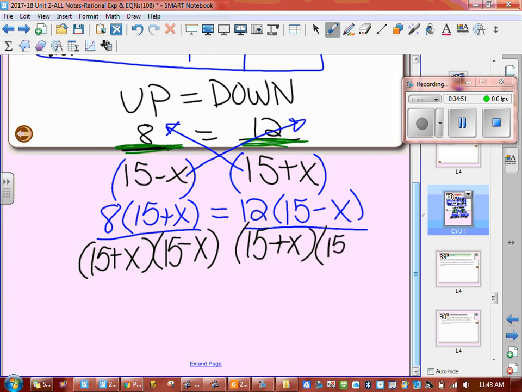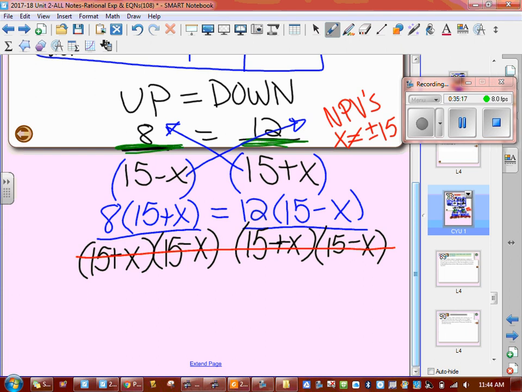Now we need our non-permissible value. What is x not able to be? Right, plus and minus 15. So x doesn't equal plus or minus 15. Now our bottoms are gone. All we need to do now is multiply in our numerators, so we're going to multiply in our brackets. Please follow along in your notes and copy this down. Ready with me?